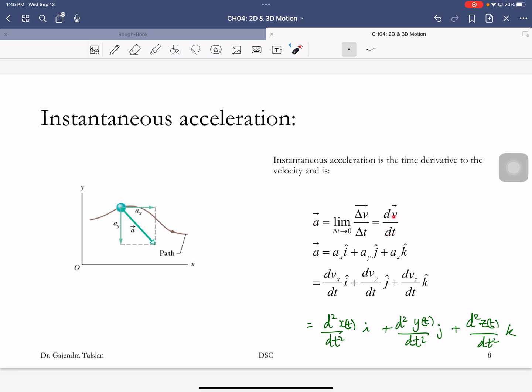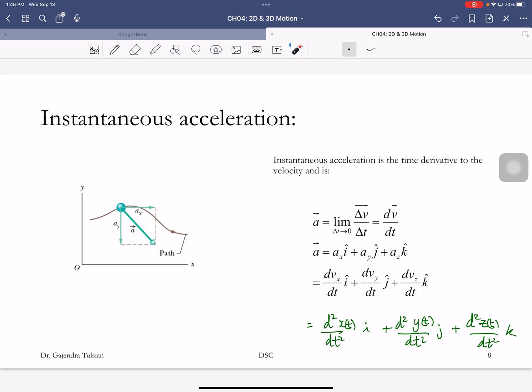All right, so your instantaneous acceleration is that. Here's the x component of the acceleration, y component of the acceleration, z component of the acceleration. Okay? And of course, this is equal to the second derivative of the position vector. Okay, so second derivative of the x coordinate, second derivative of the y coordinate, second derivative of the z coordinate. Okay?